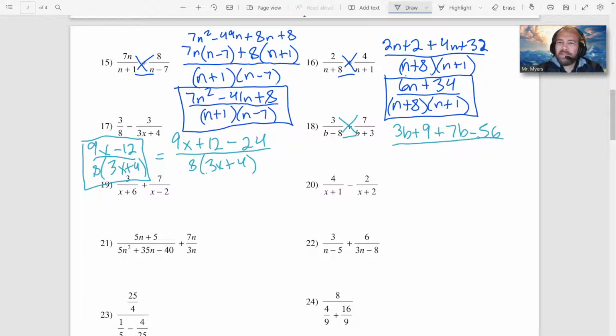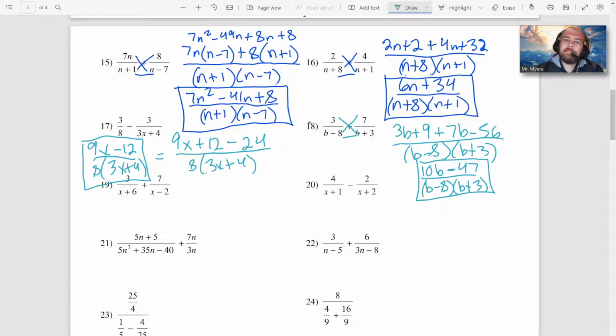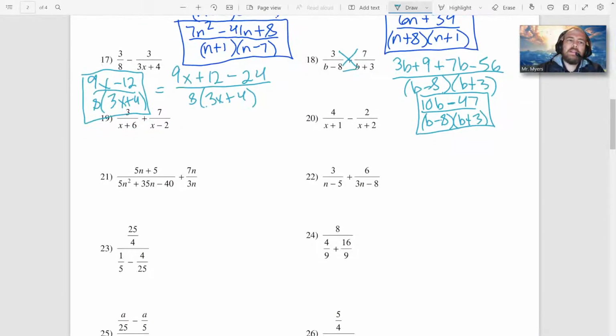If it's any good. B minus 8, B plus 3. And then we would combine those as best as we can. 3b and 7b make 10b, and 9 and 56. So that's going to be, what, 47? Yeah? So 10b minus 47. Okay. Well, that's not going to turn into anything either. So we're done. Same tune, different problem. All right, on to the next set.